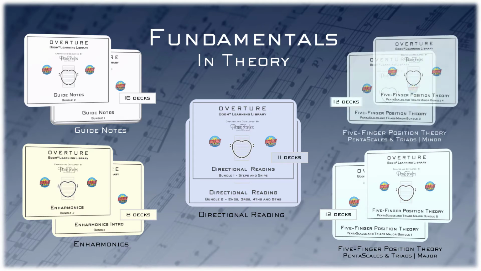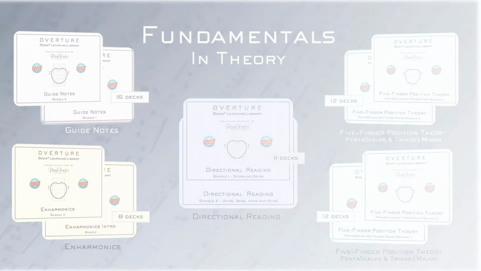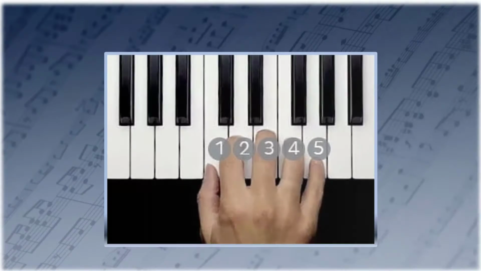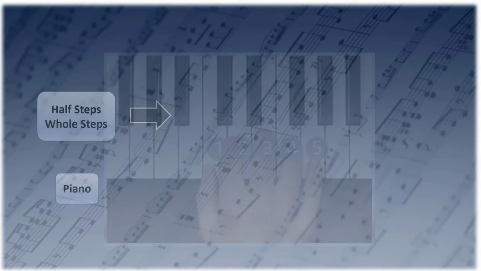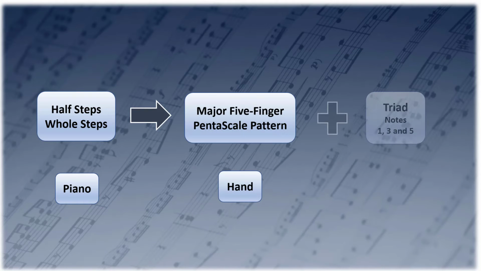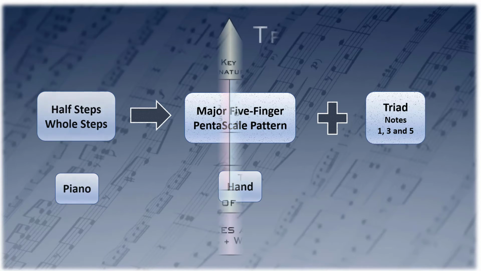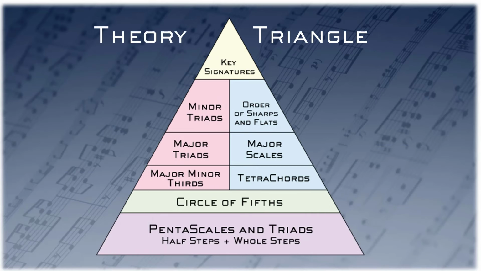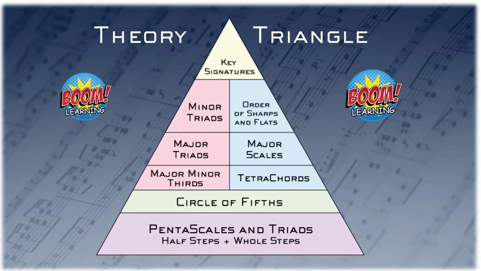bundles. Pentascales are the logical place for beginning piano instruction, since the piano has half steps and whole steps, and students have 5 fingers, and a triad is always present within these 5 fingers and notes. This is best illustrated with a theory triangle. The base of our triangle is that familiar 5-note position that is the home of a triad. This theory triangle illustrates all of the fundamental theory concepts that Piano Phonics Boom Library supports with interactive, self-checking activities.